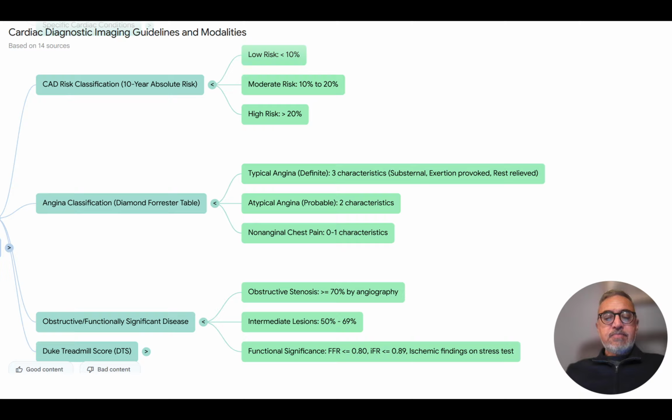On angiography, if someone's found to have obstructive disease, whether it's significant or not is assessed by angiography if it's more than or equal to 70%. Intermediate lesions, 50 to 69%. The functional significance is assessed using FFR or IFR or findings on a stress test. Cutoff values for FFR and IFR are 0.8 and 0.89 respectively.